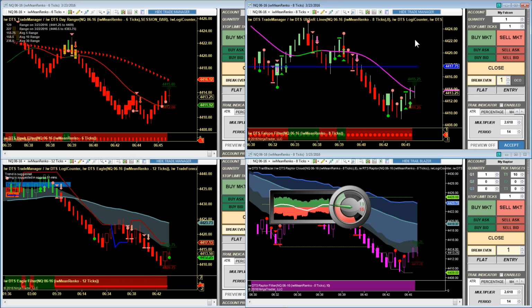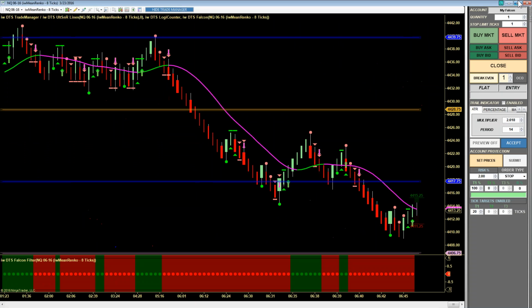I already showed you the Hawk. Let me show you the Falcon. The Falcon is our swing trading tool. You see this trend line that runs through here. The trend line gives us our directional bias. So when it's green, we're looking to buy. When it's red, we're looking to sell.